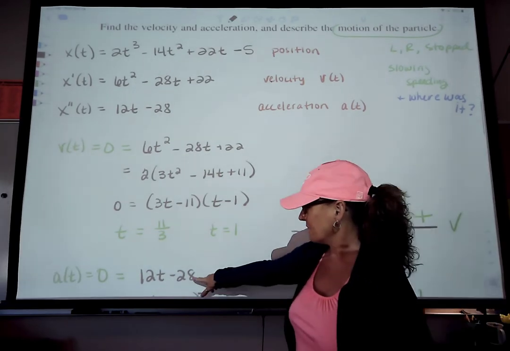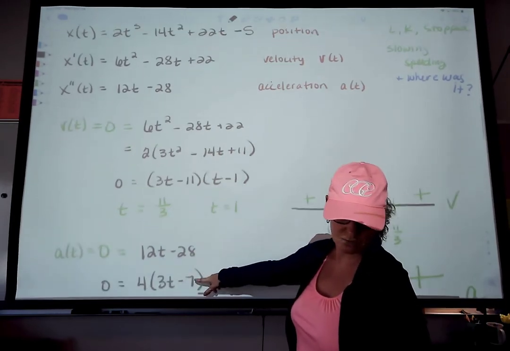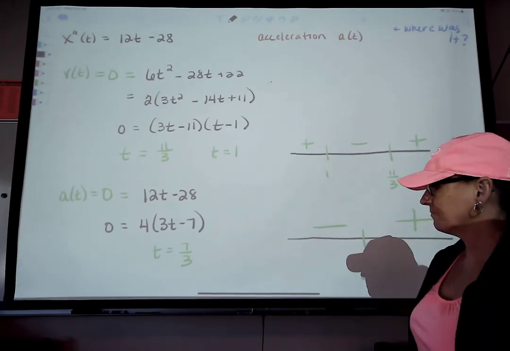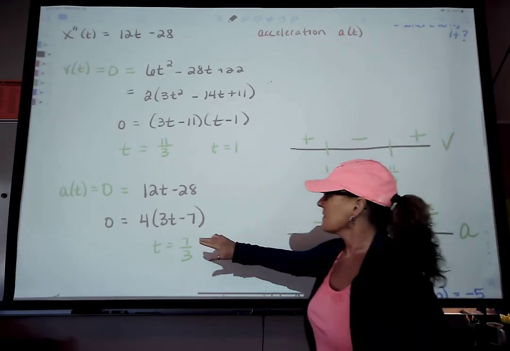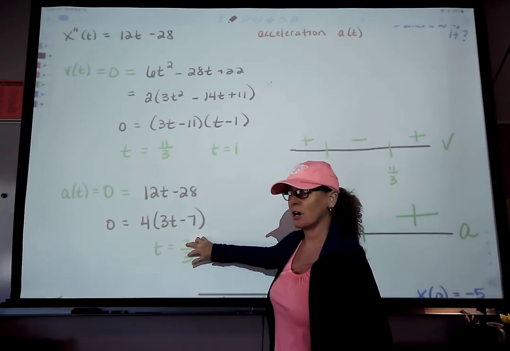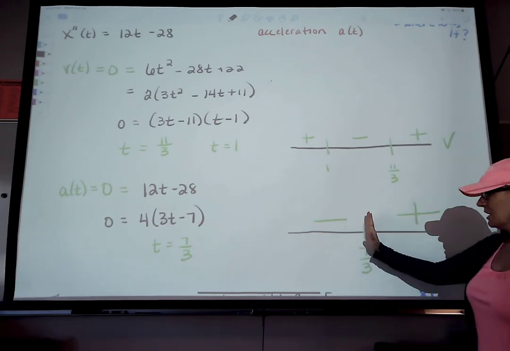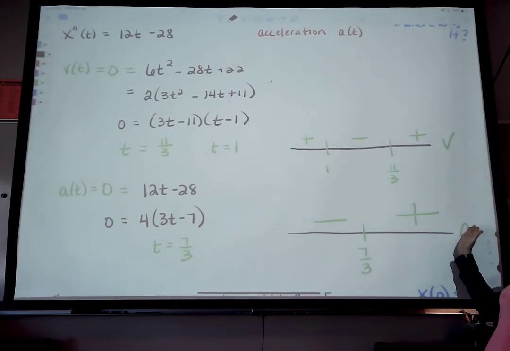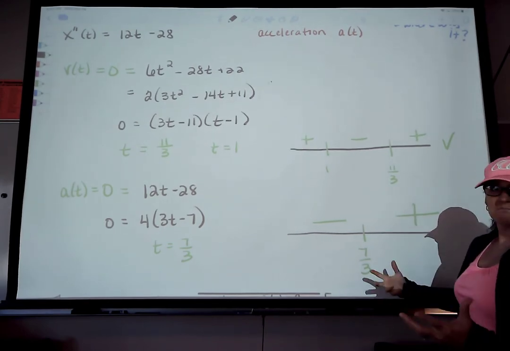I took my acceleration function, set it equal to 0, factored, and solved it. I got 7 thirds. This time is when my acceleration was 0. So I came over here and put 7 thirds in a sign chart. I labeled it acceleration and subbed in some numbers.